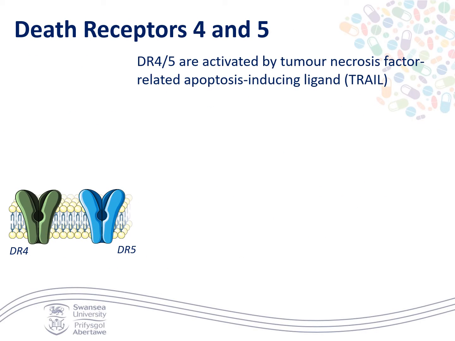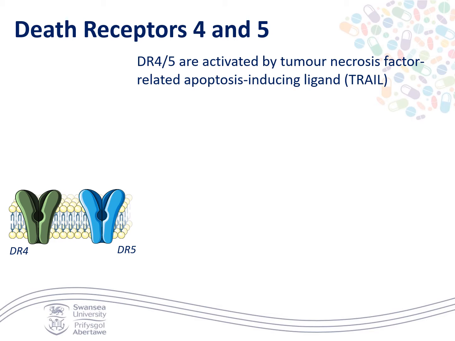For the purpose of today's lecture, we're going to be primarily focusing on death receptors 4 and 5, so DR4 and DR5. And this is because these are by far the most extensively characterized of the death receptor family, and is also the focus of my PhD research. These receptors are activated by tumor necrosis factor-related apoptosis-inducing ligand, or TRAIL.